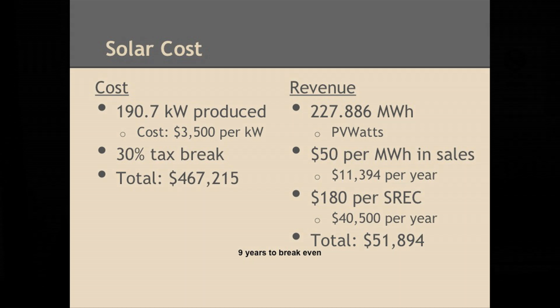The cost is primarily based off the number of kilowatts produced by the solar panels, which in our case is 190.7 kilowatts each year. At a cost of $3,500 per kilowatt produced, the total cost of the project comes out to around $667,000. And because PSE&G is making a green energy investment, they will receive a tax break of about 30% that will bring the cost of the project down to around $467,000.